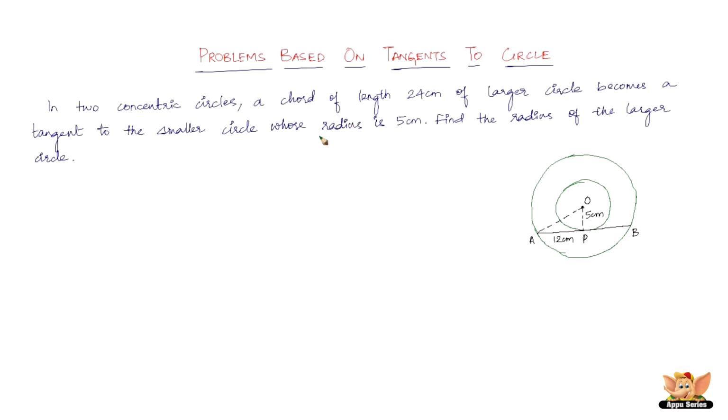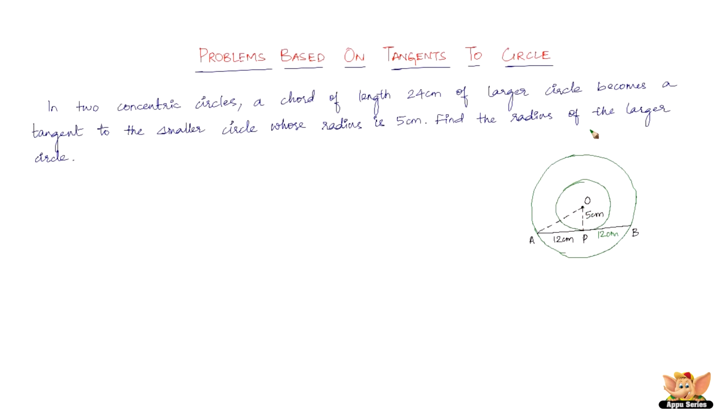Chord of length 24 centimeters. What is a chord? A chord is a line that joins 2 points on the circumference of a circle. So the length of this chord AB is 24 centimeters. So this is 12 centimeters and this is 12 centimeters, which makes it 24 centimeters. Now this chord of the bigger circle becomes a tangent to the smaller circle. Can you see that? It meets the smaller circle at the point P. It just passes through this point P, and the radius of that smaller circle is 5 centimeters.